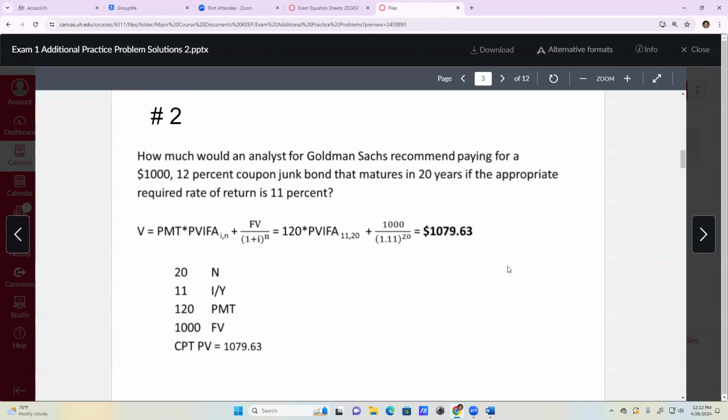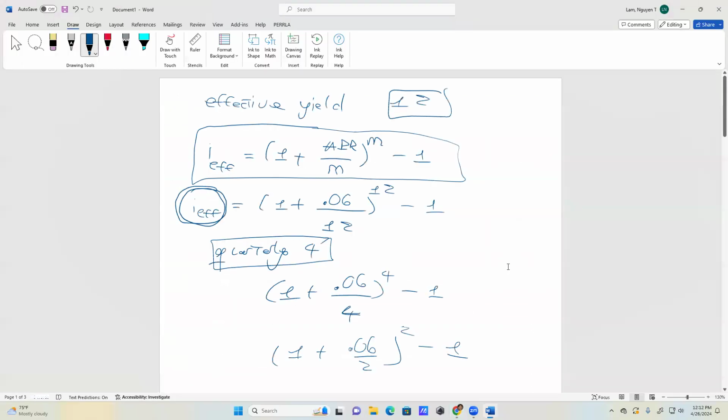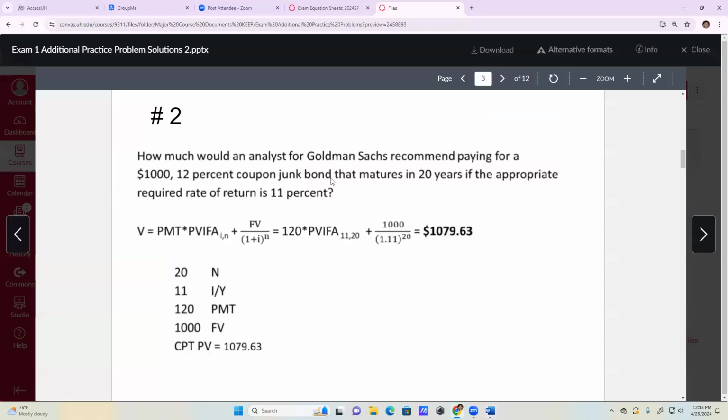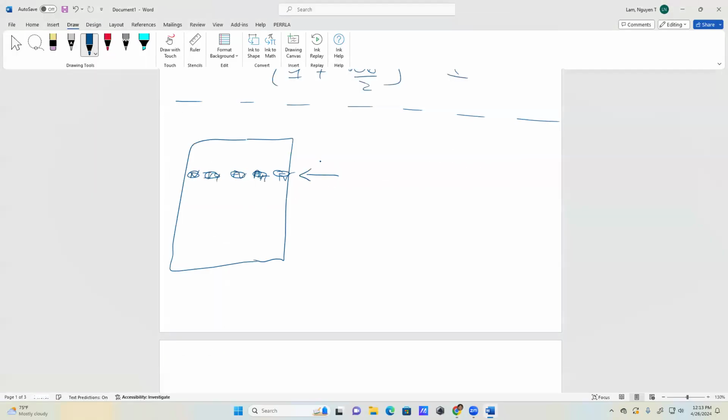This one you have to learn how to put into your calculator. If you look at your calculator, you're going to see 5 white buttons. The first one says N, the second one I/Y, third one PV, then PMT, and lastly FV. This kind of problem will use these 5 buttons right here.